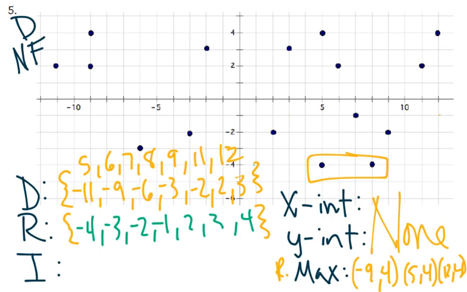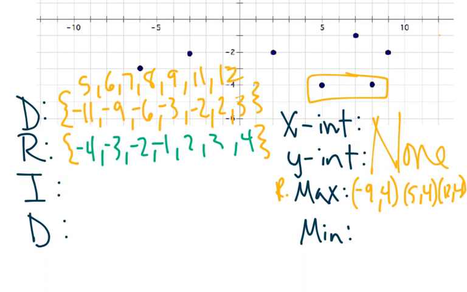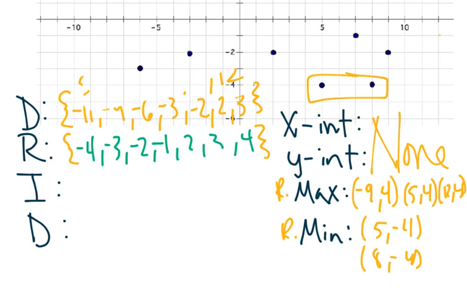So at 5, -4, and at 8. Probably call them relative. 5, -4, and at 8, -4. Okay, now increasing and decreasing. This one's going to be tricky, isn't it?